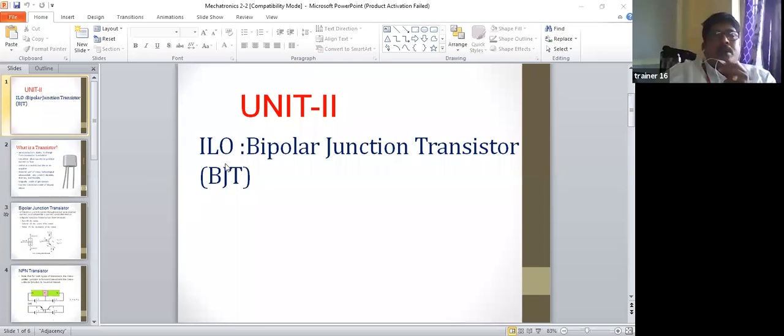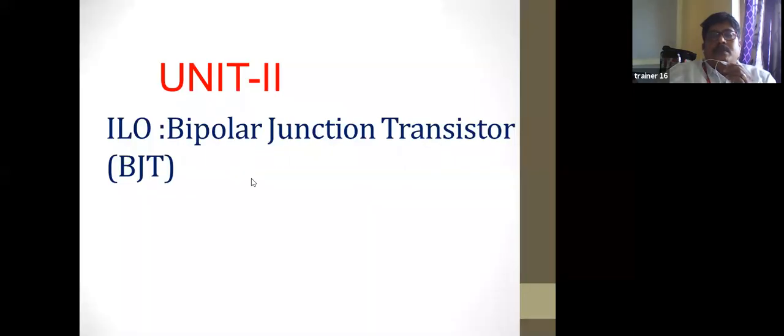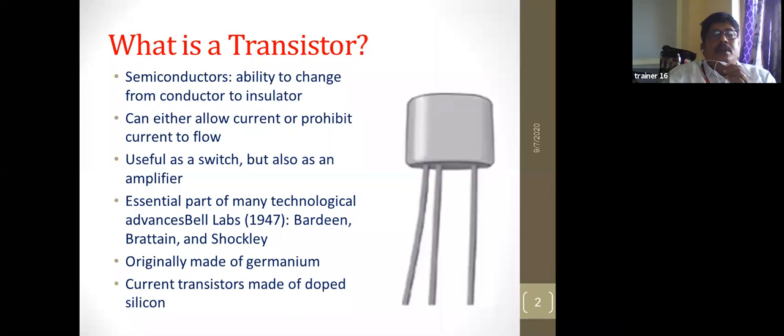Right. The next, we discussed the bipolar junction transistor. A bipolar junction transistor. So this is the transistor. See here, this is the shape of the original transistor.